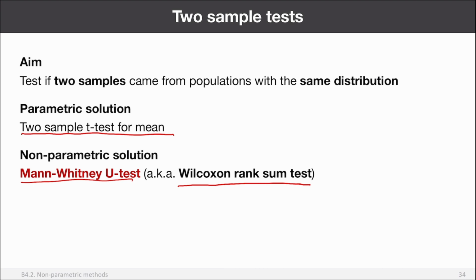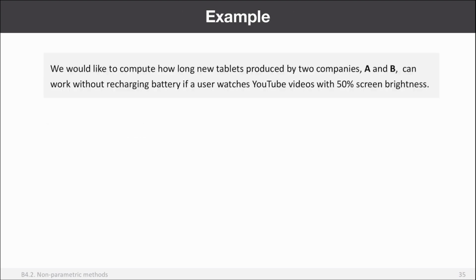There are some differences in how to compute statistics, but when you compute it, it will be the same statistic and the procedure will be the same. So therefore, I will show you the algorithm from the Mann-Whitney U-test because it's a little bit simpler. Okay. Now let me again make an example.